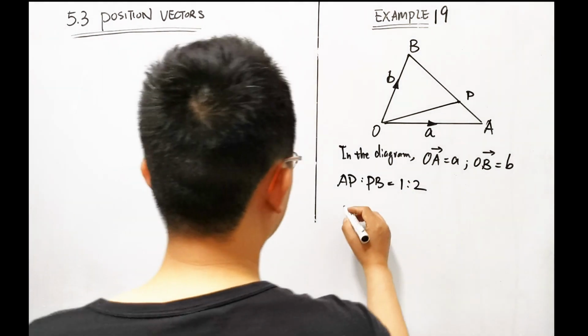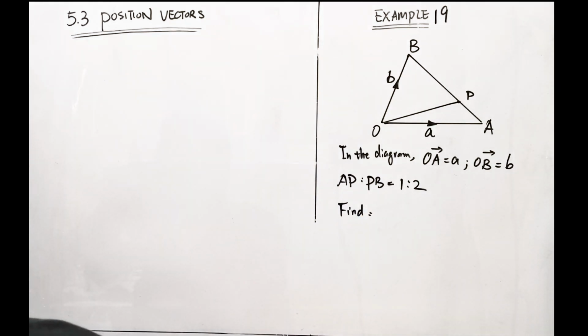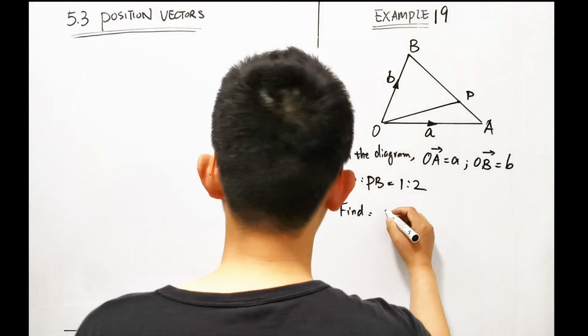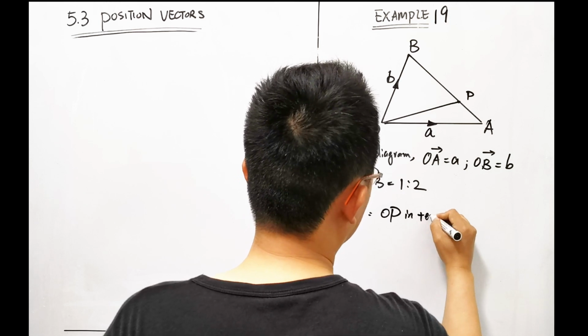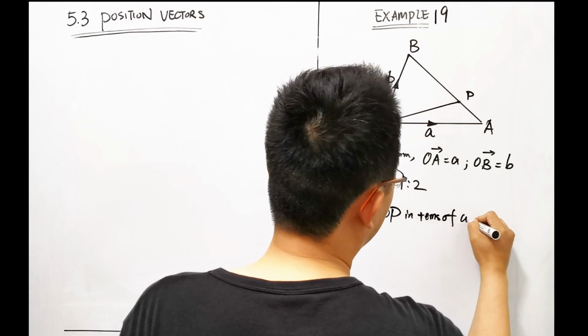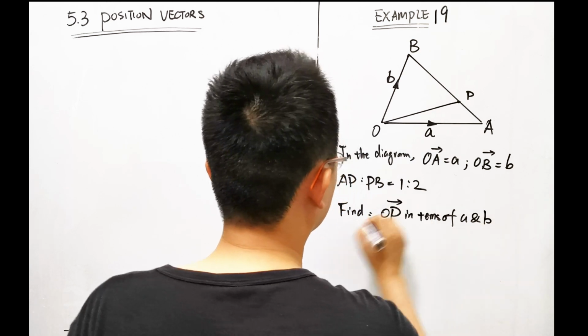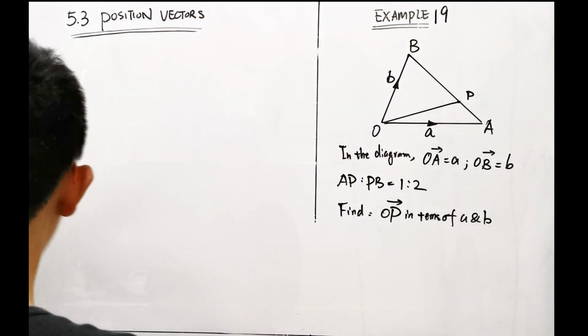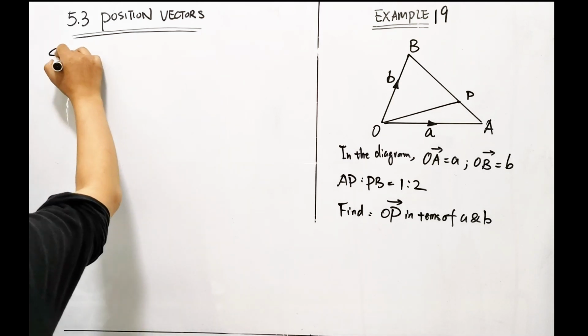So what are we going to find? We're going to find OP in terms of A and B. Okay, let's find this out. So what's the solution? Let's look at the solution.